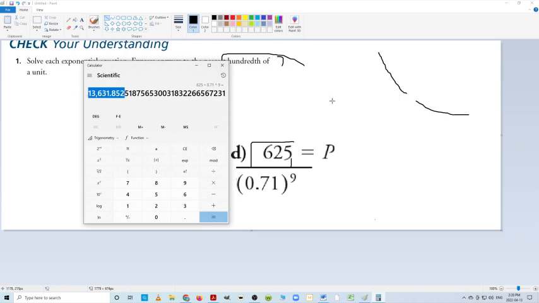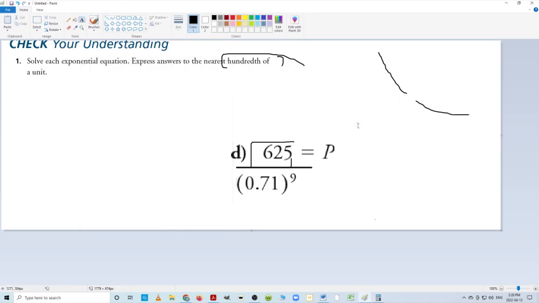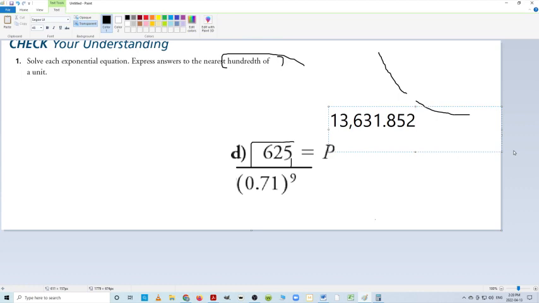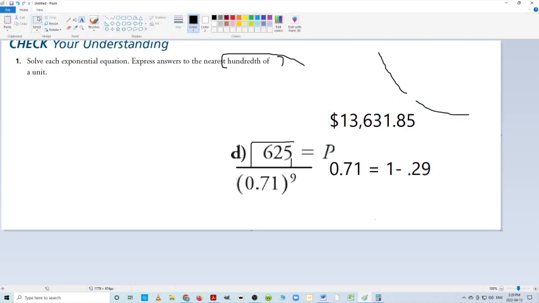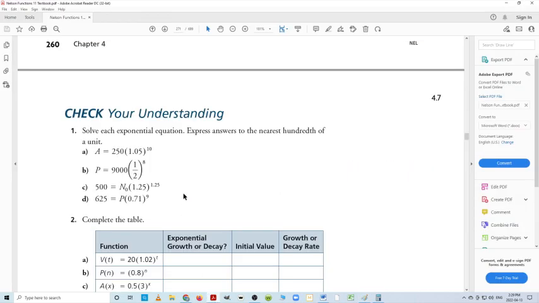So that means I started with an amount of principal of $13,000 most likely, and 85 cents. And at a depreciating rate of 29%, because that's what 0.71 is. 0.71 is 1 minus 0.29. So that means it's depreciating by 29% for 9 periods, 9 years, let's say. So it also helps to decipher these things as you go.